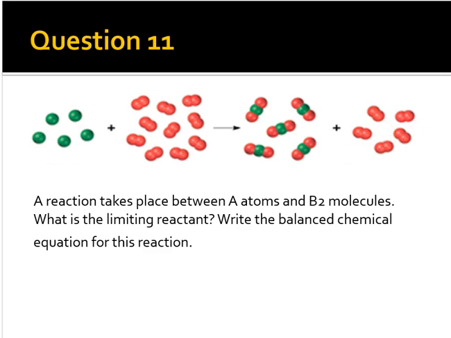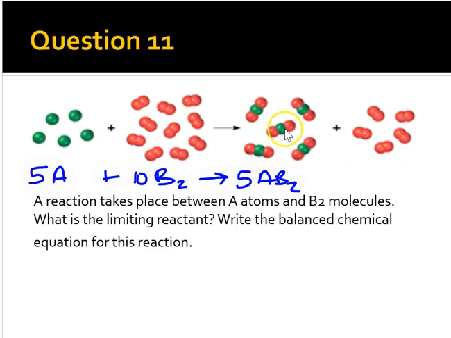So let me do this. I'm going to take my pen here, and I'm going to write below. So we have, this is A, and we have 5 of them, plus this is B2, and we have 1, 2, 3, 4, 5, 6, 7, 8, 9, 10. It makes AB2, and there's 5 of them. 1, 2, 3, 4, 5, and then plus 1, 2, 3, 4, 5 B2s. So first thing is, what's the limiting reactant?